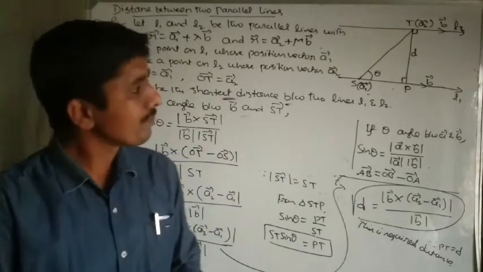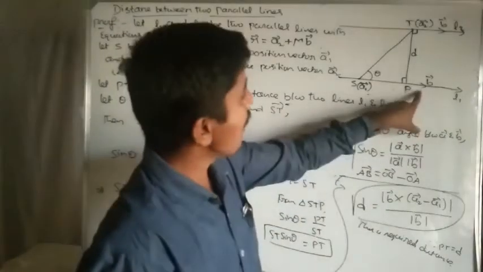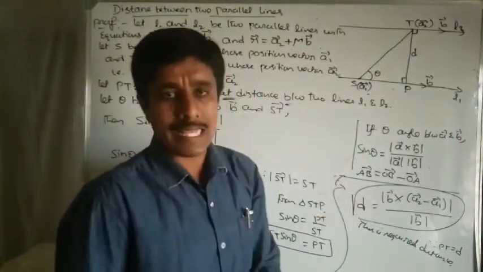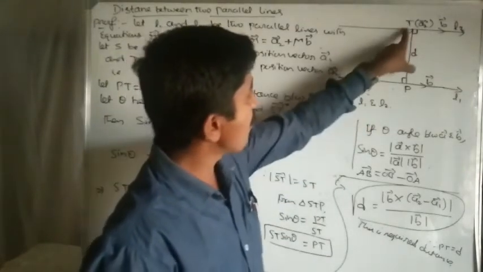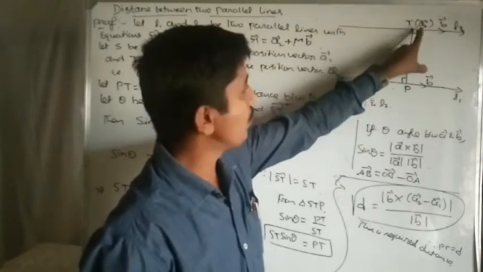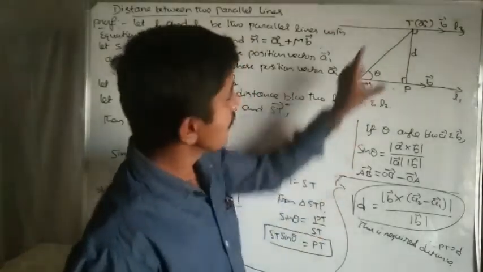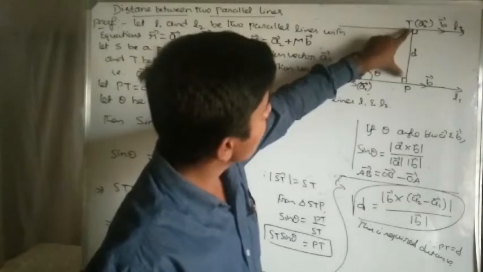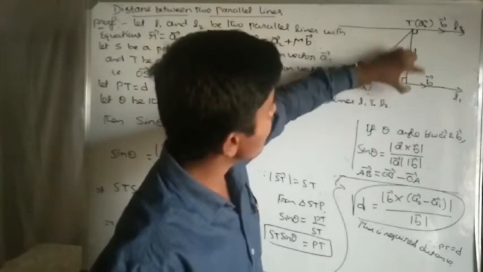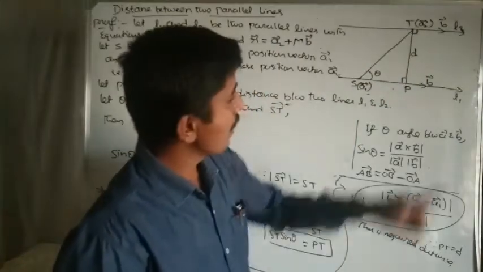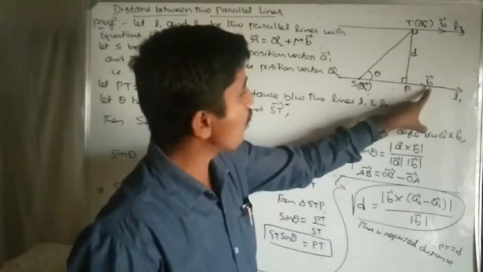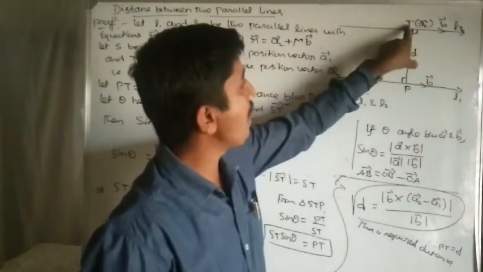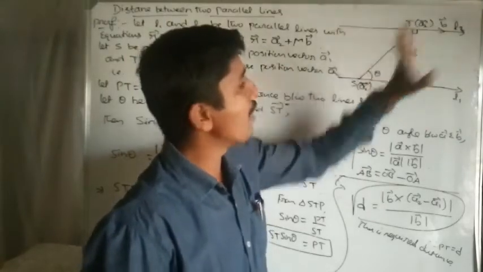Let us take two parallel lines, L1 and L2 are two parallel lines. Here S is a point on the first line whose position vector is vector A1. T is a point on the second line whose position vector is vector A2. Join ST. Next, draw a perpendicular line from point T to the two lines. Clearly, PT is perpendicular to both lines L1 and L2. This line passes through the point S whose position vector is vector A1, parallel to vector B. This line passes through the point T whose position vector is vector A2, parallel to vector B.